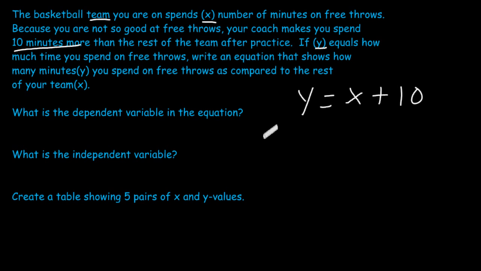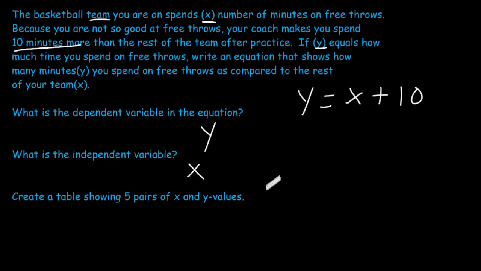Now we have to determine which variable is the independent variable and which one is the dependent variable. Well, in this case, the number of minutes that you would spend on free throws would be the dependent variable, because you are going to have to spend 10 minutes more than the rest of the team. So you would already have to know how many minutes that the whole team practice on the free throws before you can add 10 to that amount. So we will say that the y is the dependent variable, which is the amount of time that you spent on free throws, and x is the independent variable.